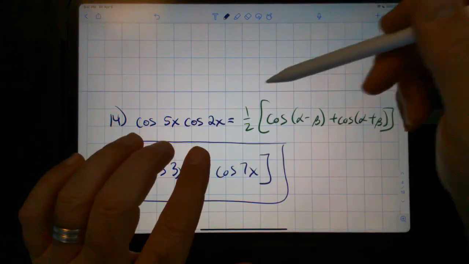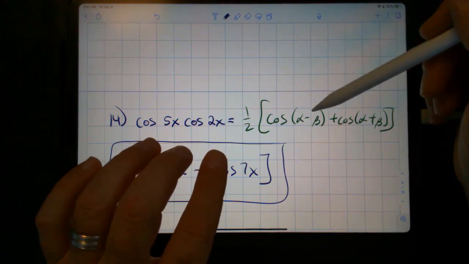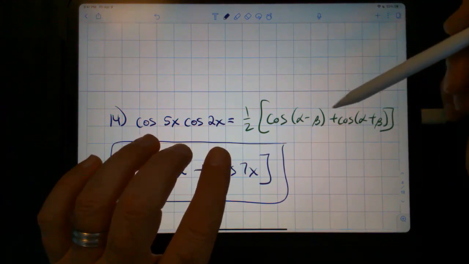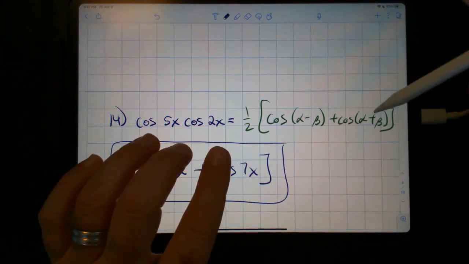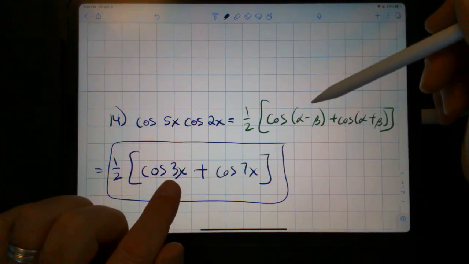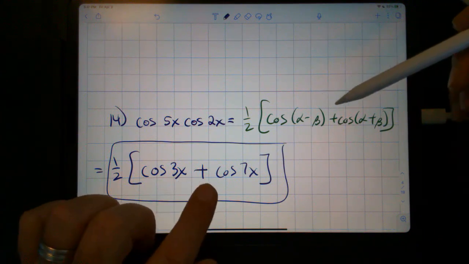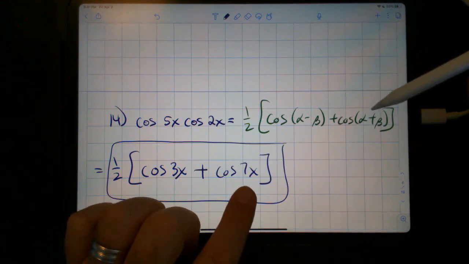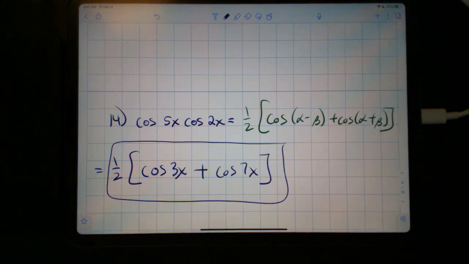This has a basic structure of 1/2 times cosine of the difference of the angles plus cosine of the sum of their angles. So the difference of their angles, 5x minus 2x is 3x, plus the sum of their angles, 5x plus 2x is 7x. Not a whole lot we can do with this, so I'll leave it at that.